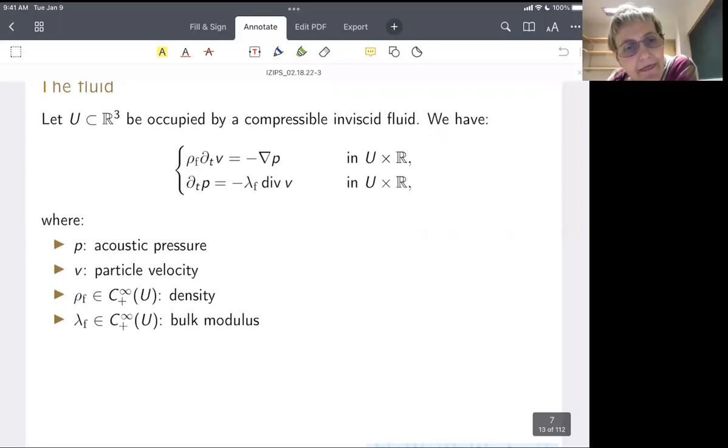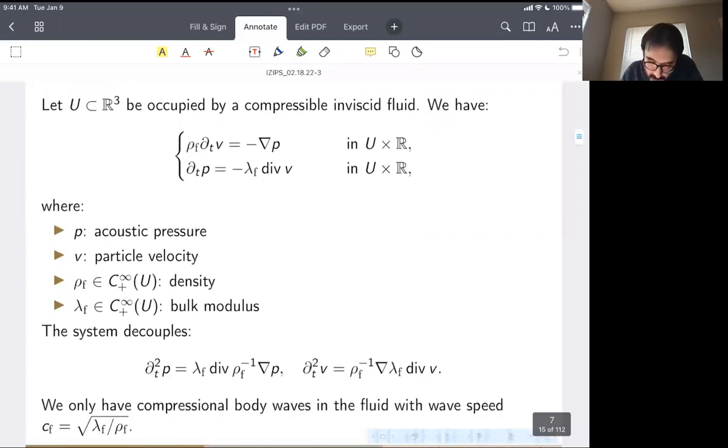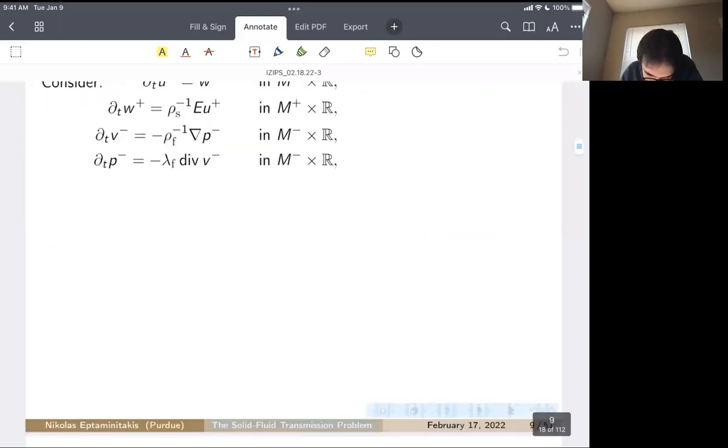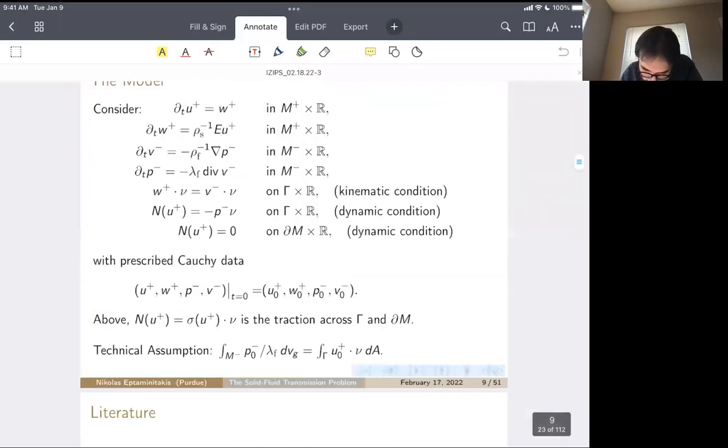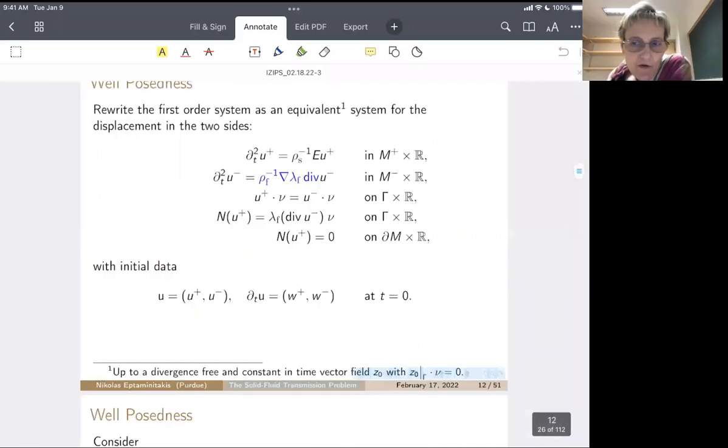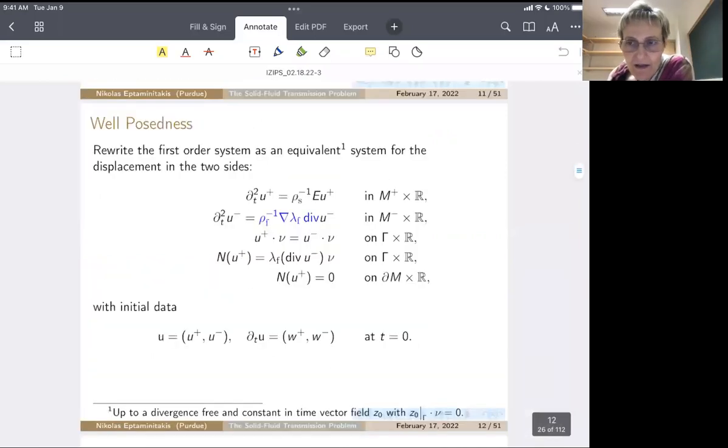At least I didn't think it was easy to show well-posedness. The way we showed well-posedness is, let me go a little bit below. No, I don't mean well-posedness of the coupled system. That's tricky because of the boundary conditions. I meant just the fluid by itself. If you were okay, yeah.